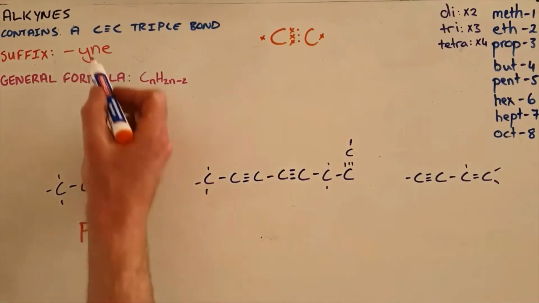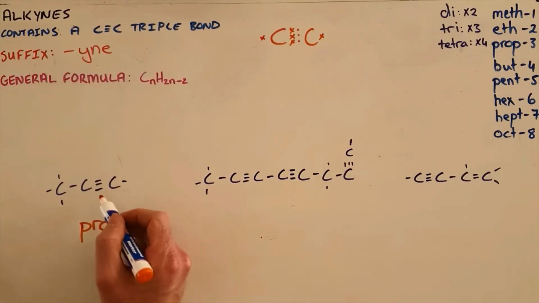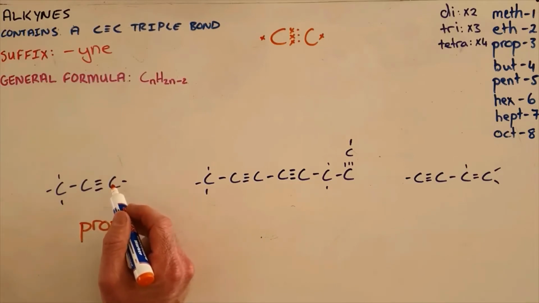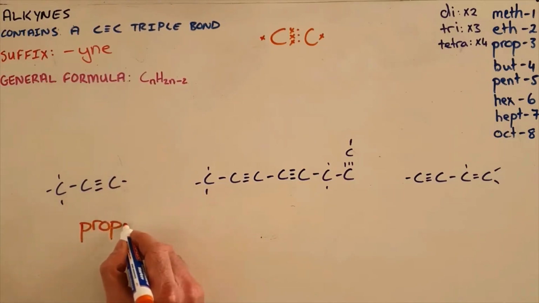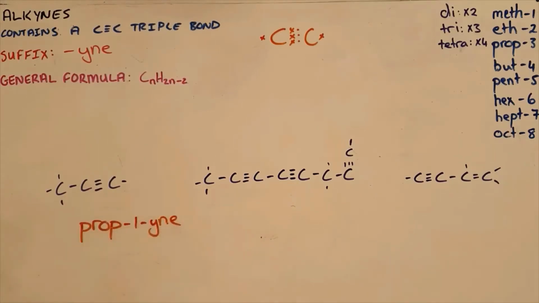And we know that it should get the suffix YNE, but we need to indicate the position of that triple bond, and we always count from the side that makes that triple bond on the smallest number carbon possible, so this would be called prop-1-yne. The condensed structural formula for this molecule would then be written as CH3CCH, and then the reader would be required to see that a triple bond is necessary to ensure that each carbon has formed 4 bonds.